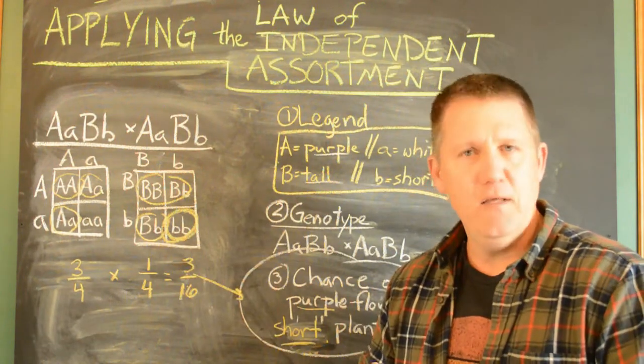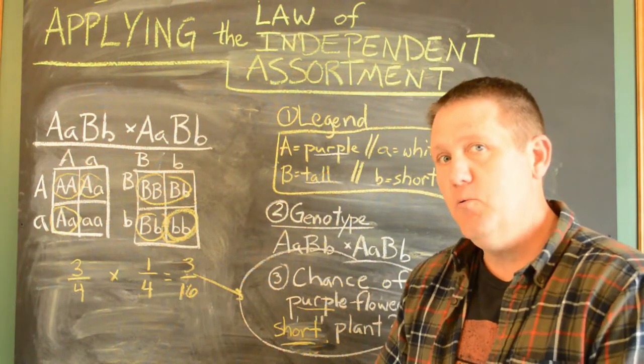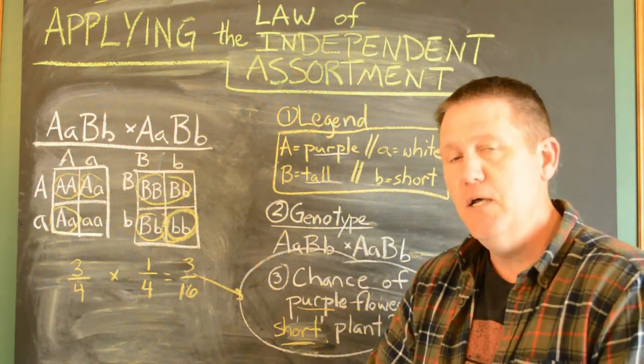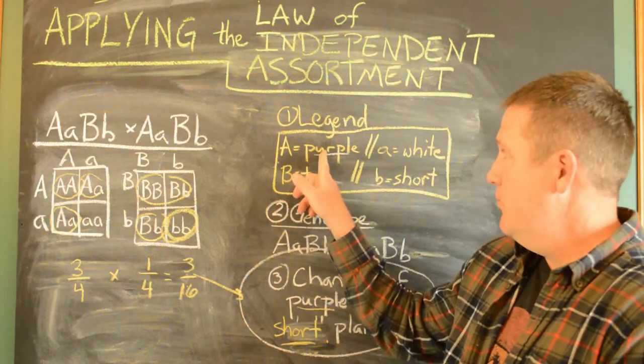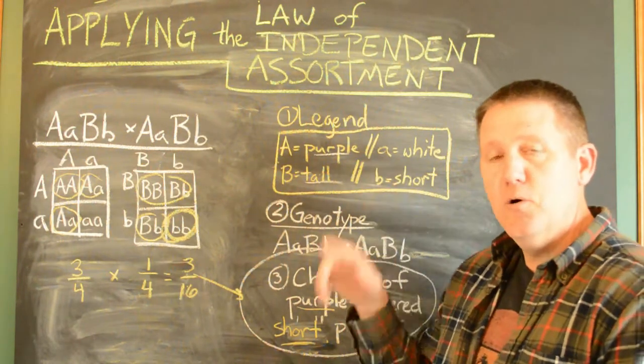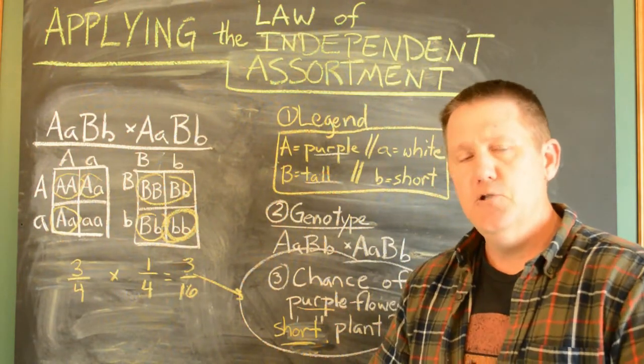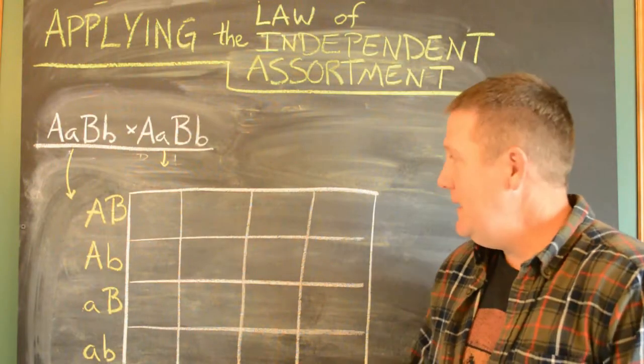But if you need to know something like ratios, like phenotypic ratios, what are all the unique phenotypes that you could get, like purple and tall, or purple and short, and white and tall, and white and short, what are the ratios of those? The second method is probably superior for figuring that one out. All right, so a lot bigger Punnett square here.